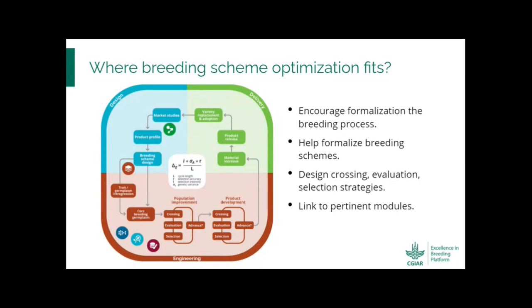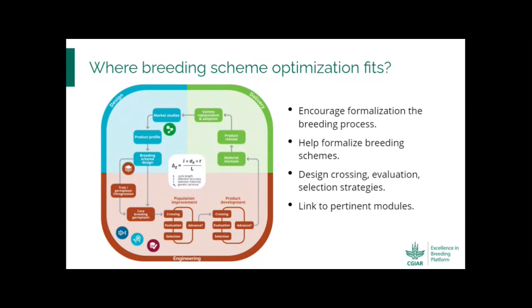Module 2 is about helping you formalize this breeding process first. For example, helping you create this blueprint, or the breeding scheme that we are always referring to, and then helping you think in terms of the decisions that go throughout the process: the crossing decisions, evaluation decisions, selection decisions, and how the different methods and tools that have been developed in the last, not decades, I would say centuries, in breeding can be used to improve your breeding program.